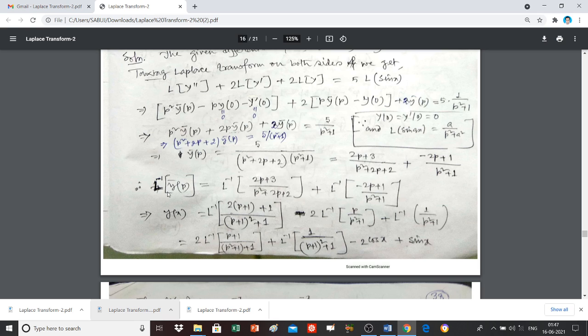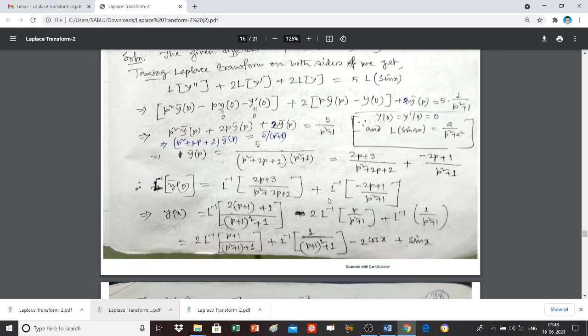So you know that the Laplace inverse transform of the Laplace transform of the function y(x) will provide you y(x), that is equal to L inverse. You just rewrite this term 2p + 3 as 2(p + 1) + 1. So this can be written as 2 into (p + 1) plus 1. You can write the denominator p square + 2p + 2 as p square + 2p + 1 + 1. So p square + 2p + 1 will give you (p + 1) whole square, then plus 1.